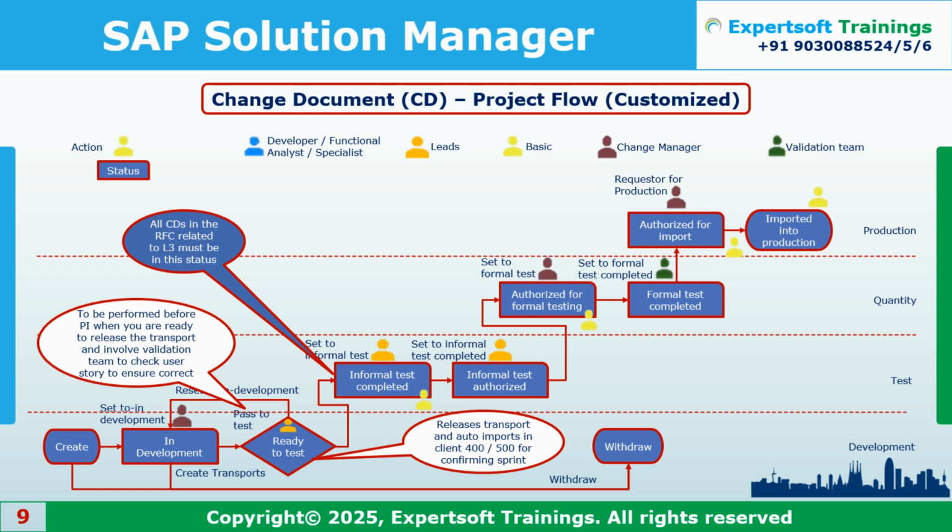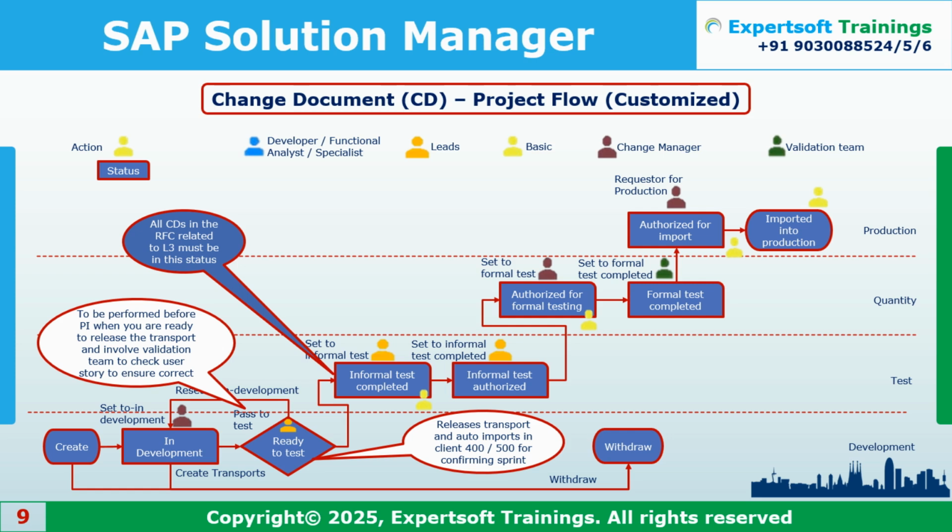The changes will be successfully tested in the test system and the quality system. Then it will move to production. The change manager will approve the change for production, so the basis people will move it to import into production. There is a button called Actions. From the actions, they will be moving the changes from one status to another status, just like this.